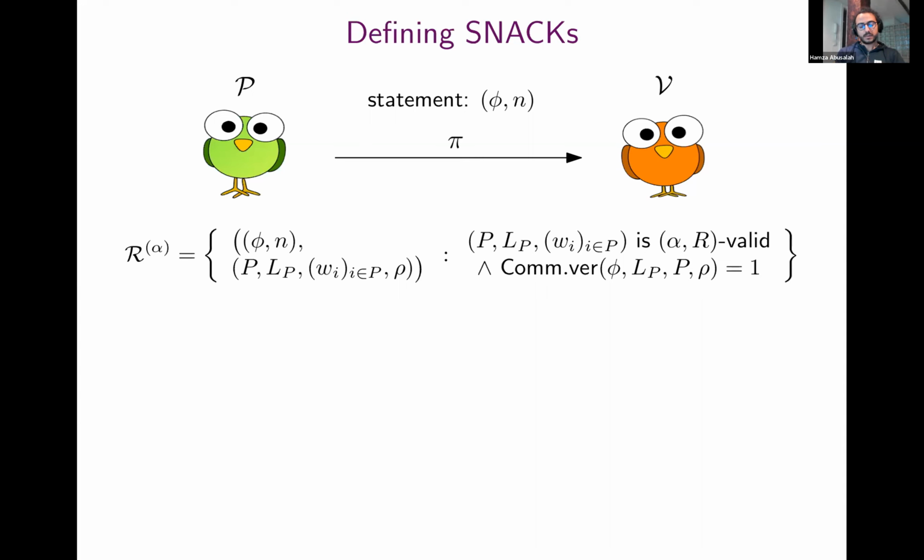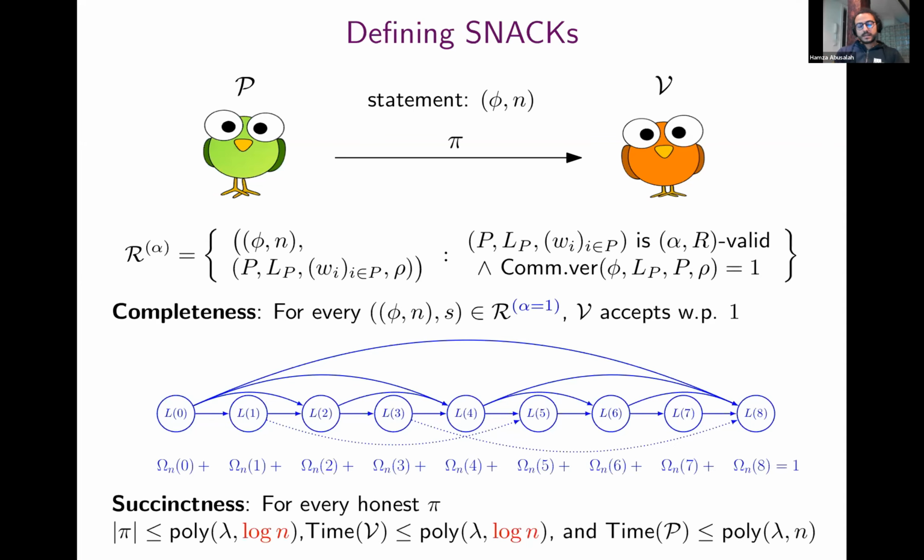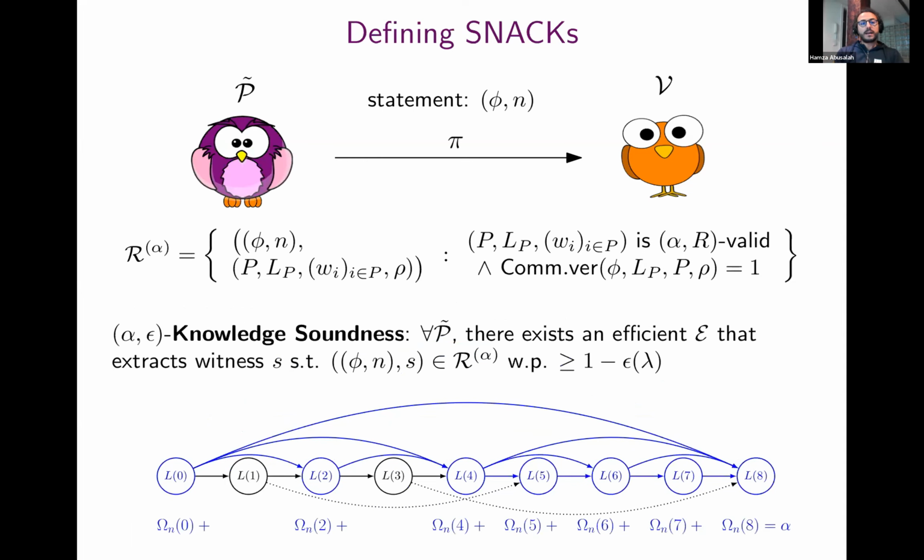Okay, so this is our witness relation, and completeness says that an honest prover that has the labels of the entirety of the blockchain, for alpha equal to 1, the path is full weight, will manage to convince the verifier. Of course, you can think of it as the label blockchain or any graph. So the blockchain is just an example of it. Succinctness is what we expect. Soundness is also what we expect, but here we would like to define knowledge soundness.